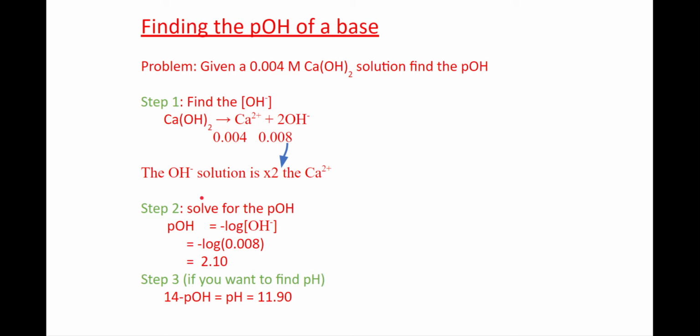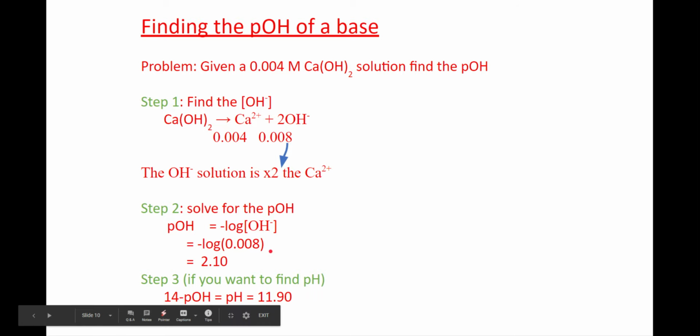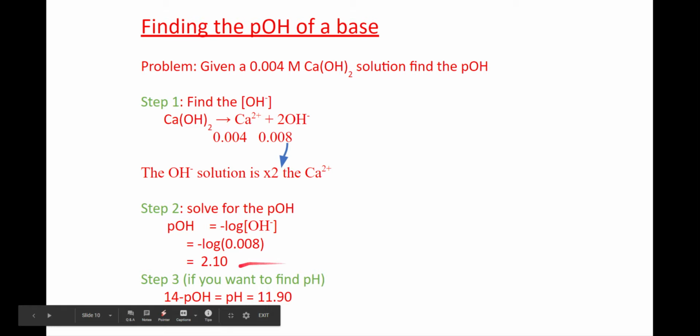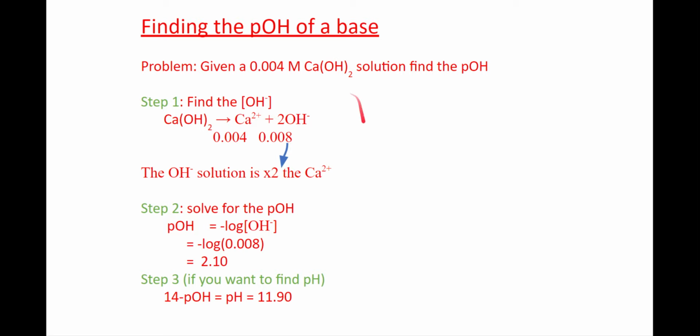If I want to get the pOH, then I'm simply going to take the negative log of the hydroxide ion concentration, which we determined was 0.008. I plug that in here. I get a pOH of 2.10, but nobody talks about pOH, right? They only talk about pH. So what can I do? I can take 14 minus pOH and get my pH, which is 11.90. Now, a pH of 11.90 is, of course, basic, and this is a base, so we look at this and say, yeah, I probably calculated that correctly.